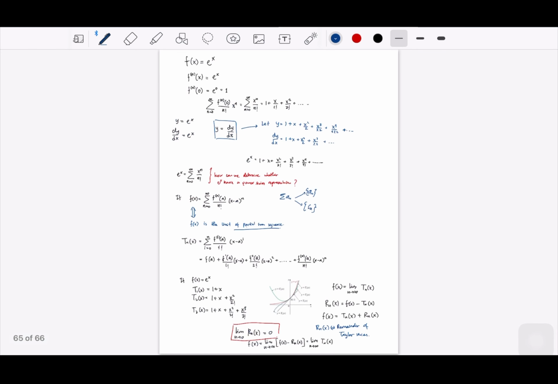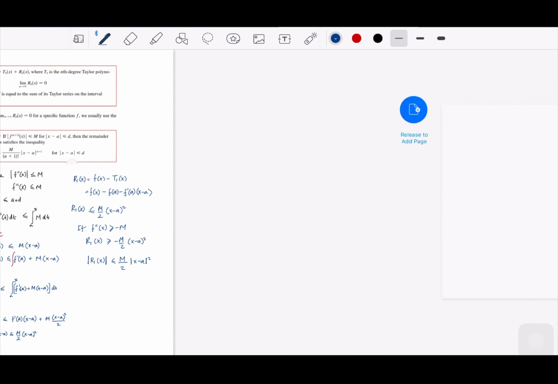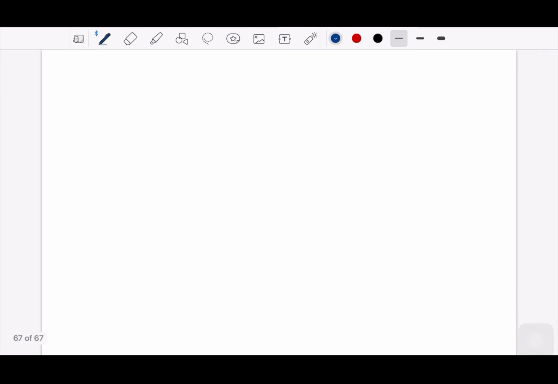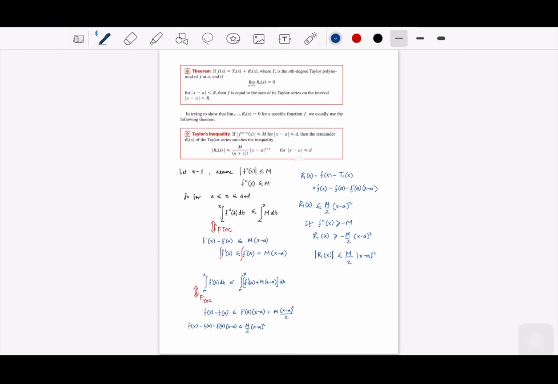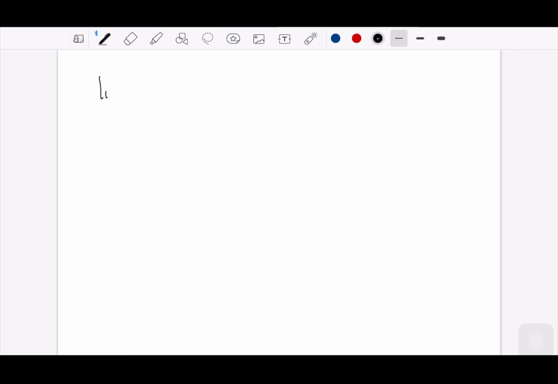Now from these two theorems, from this limit, the limit of the remainder for e to the x, we are going to know for sure that this will be equal to 0 for every number x.